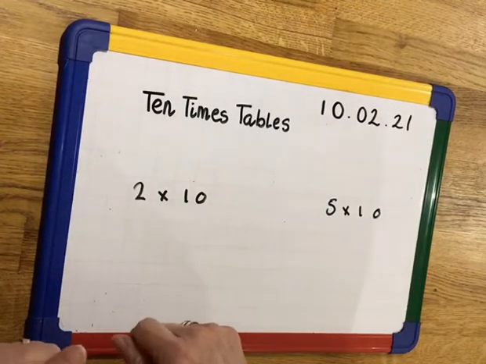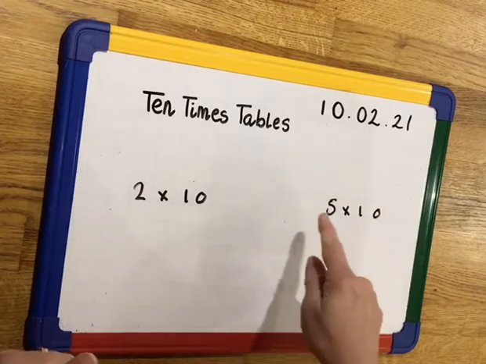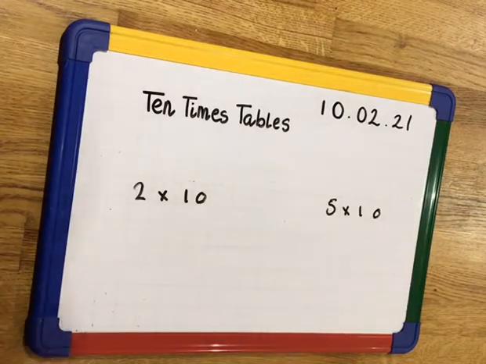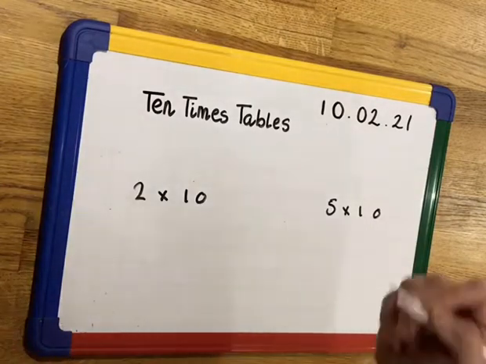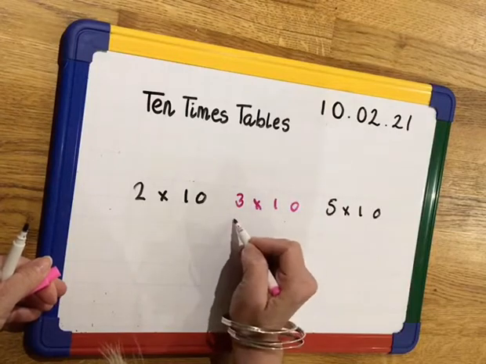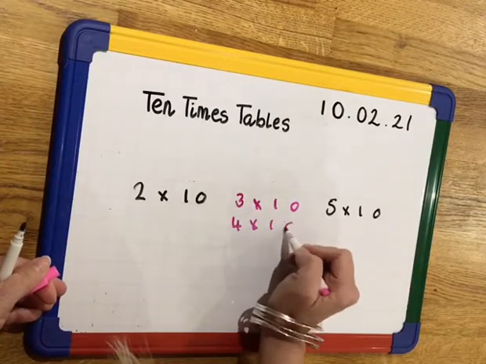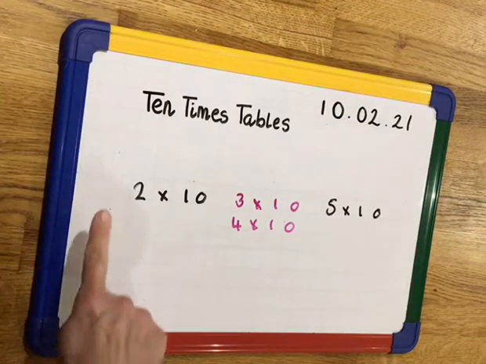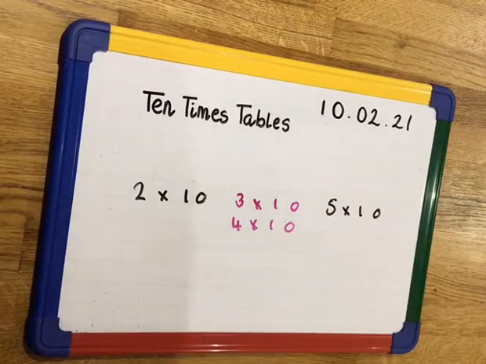Well, 3 comes between 2 and 5, and 4. So 3 times 10 and 4 times 10 must be able to go in here. So I could have either 3 times 10 or 4 times 10. So I could have either answer to make this order of number sentences correct.